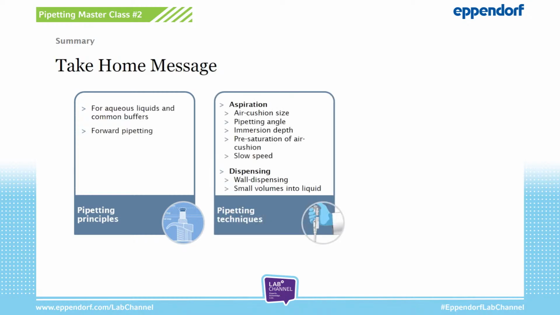The correct pipetting technique contributes significantly to reproducible data. So when aspirating liquid, pay particular attention to the size of the air cushion, pipetting angle, immersion depth, pre-saturation of the air cushion, and slow speed. When dispensing the liquid, you should perform a wall dispensing, and for smaller volumes, it is better to dispense directly into the liquid if possible.